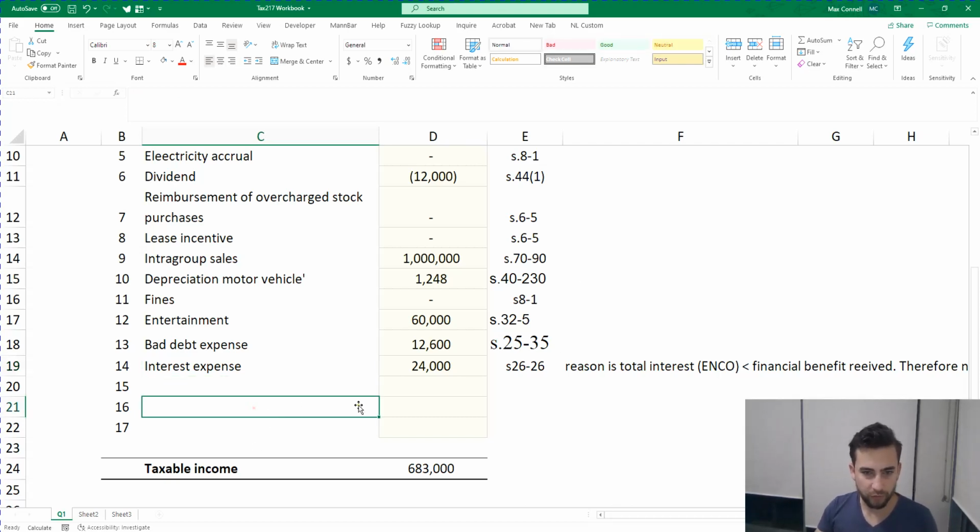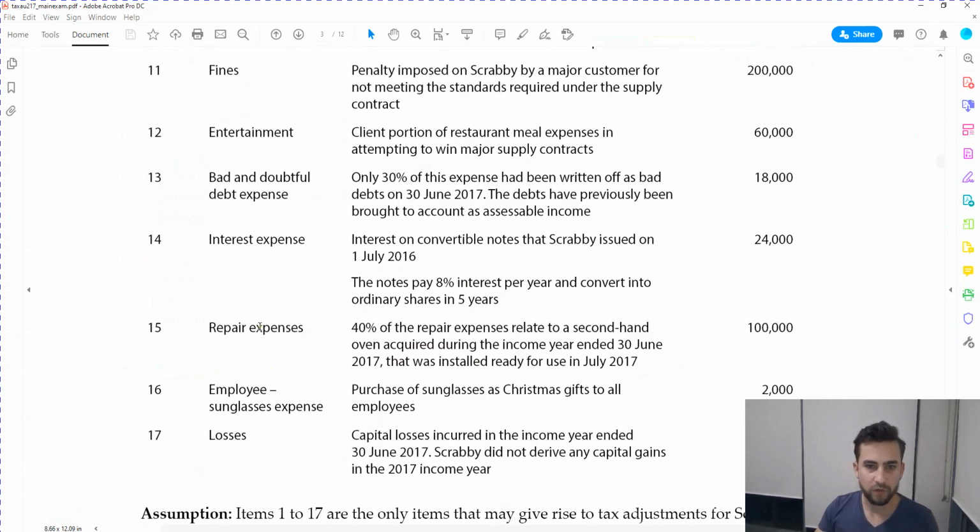Anyway, so let's move on to question 15, repair expense. So they've got 100K in there. They've got 40% of the repair expense relating to a second-hand oven acquired during the income year ended 30 June 2017 that was installed and ready for use in July 2017. So I think it's going to come down to something to do with this, when it's actually ready for use.